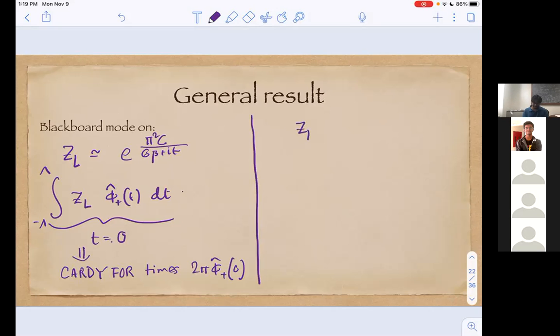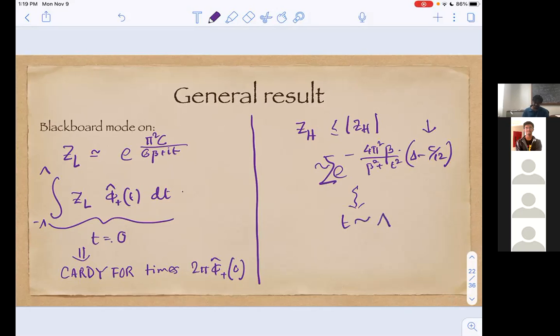I still need to show that the heavy part is suppressed. To do that, we estimate the heavy part with its absolute value. The absolute value goes like e to the power 4 pi squared over beta squared plus t squared times delta minus c over 12, with a sum. Now the point is, because this delta is greater than c over 12, this quantity is positive, so it is decaying. That means this integral will be dominated by the extremal point of the integral, so it will be dominated by t of the order of lambda.